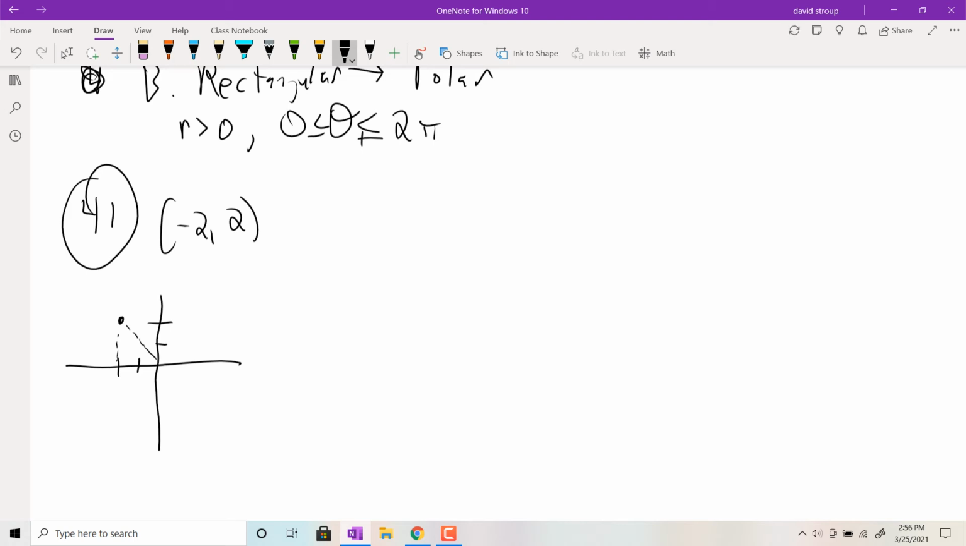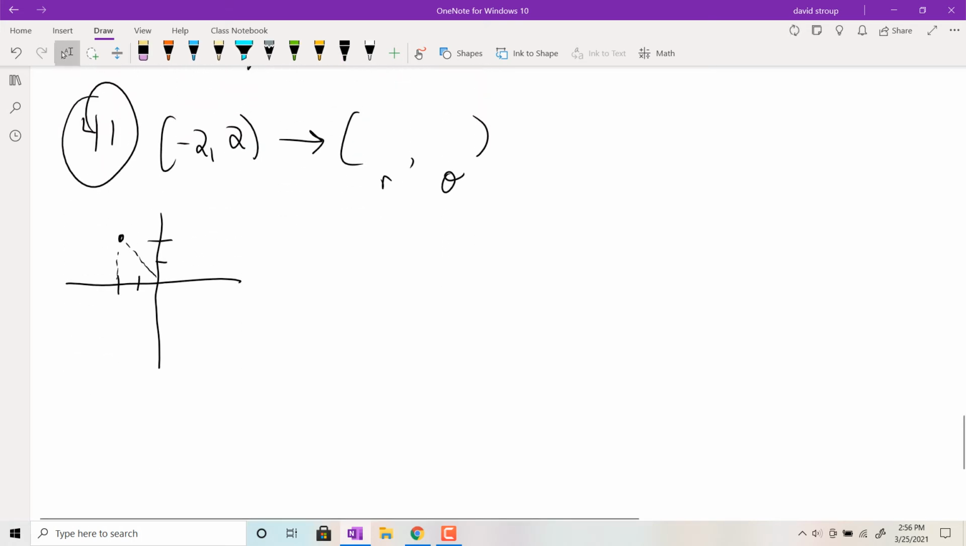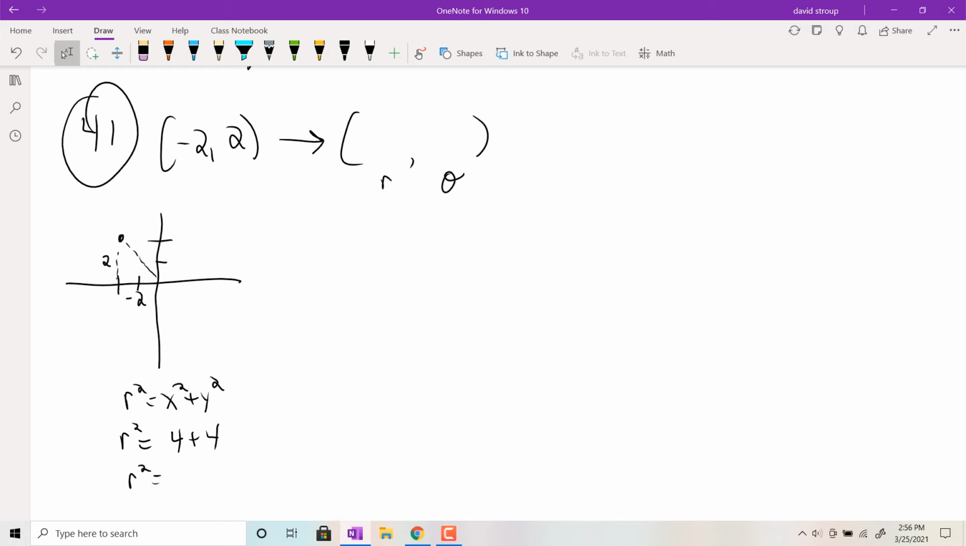We are going to need what? We need r, and then we need theta. So what do we have? We have x, and we have y. So I can use the Pythagorean theorem to get r. Remember, r squared is equal to x squared plus y squared. So r squared will be equal to 4 plus 4. In other words, r squared is equal to 8. In other words, r is equal to plus or minus, but we need the plus version because we want the positive r. So I'll just put plus root 8, which is 2 root 2.